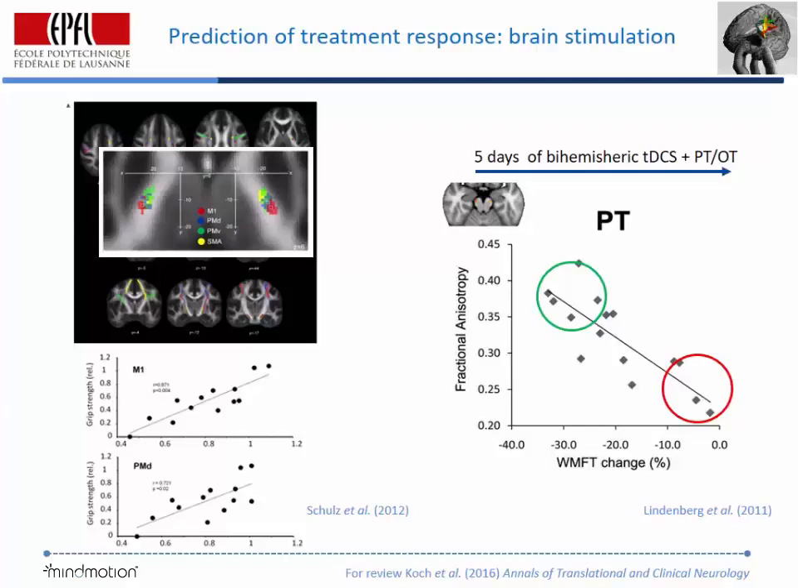And they looked for the effects of this stimulation and associated it with the structural integrity of the corticospinal tract in the lesioned hemisphere. And as you can see here, these are the changes of the Wolf Motor Function, which they used as their outcome measure. Everything in this direction is basically improvement, everything here is no improvement, and here you see the FA as a surrogate marker for structural integrity of the corticospinal tract.